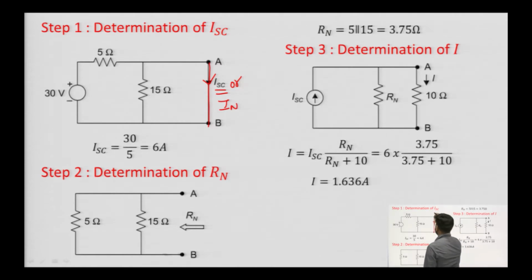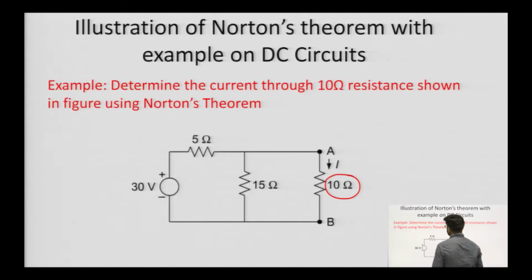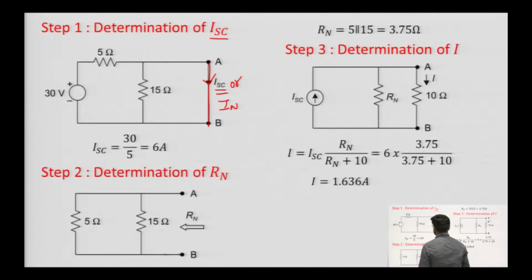First of all, we will find the value of ISC. To find ISC, we short circuit terminals A and B, where we need to find the current in the 10 ohm resistor. Since it is short circuited, no current will flow in it, 0 ampere. If it is 0 ampere, the whole current will flow in the short circuit path. So we get the short circuit current as 30 divided by 5, which equals 6 ampere. This is how we calculate the short circuit current in Norton's theorem.